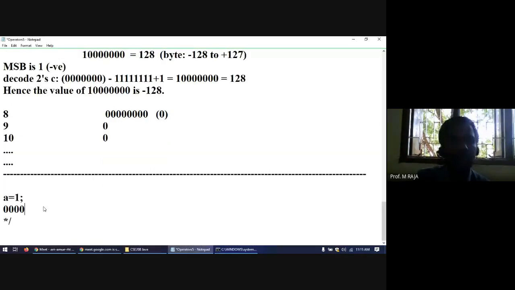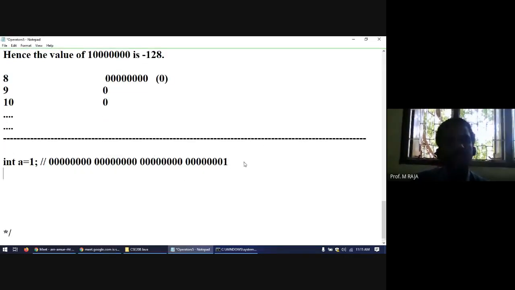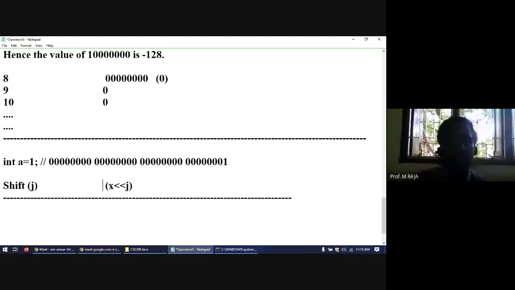Each of the 4 bytes has 8 bits, numbered 1 to 8. This is the value of a stored in the 32-bit register, where the variable is int a, int a is equal to 1. Now let us find the bitwise left shift operation, shift of j, which we perform directly without any type casting. Suppose a less than j, or assume int x is equal to 1, here x less than j.